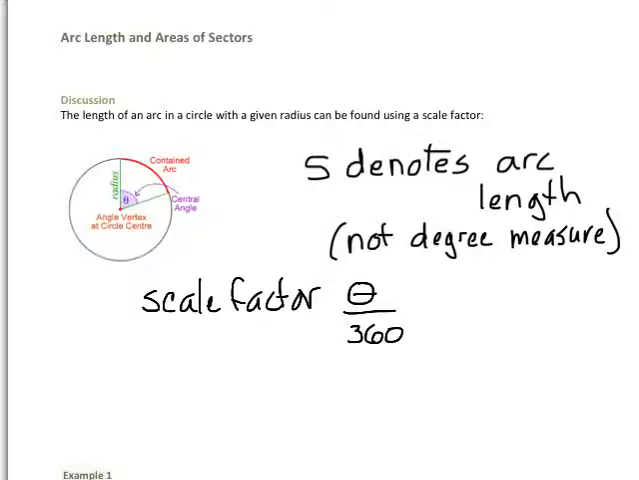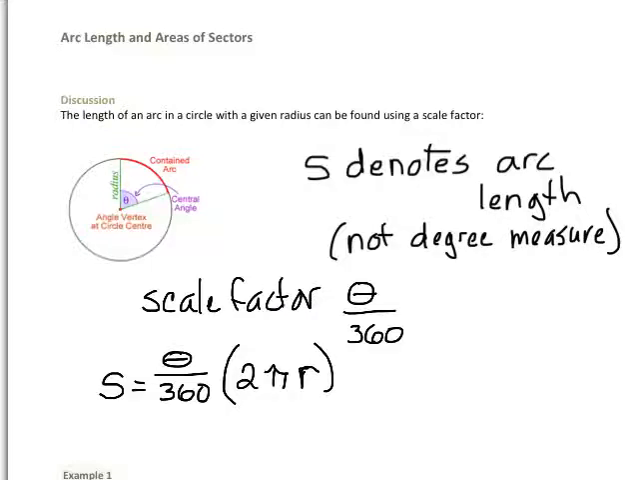So we can find the arc length by taking that scale factor, theta over 360, and multiplying by the entire distance around the circle. We know the entire distance around the circle, that's the circumference. And the formula for circumference is 2 times pi times r. So using this formula, we can find the length of any arc contained in that circle if we're given the central angle and the radius.